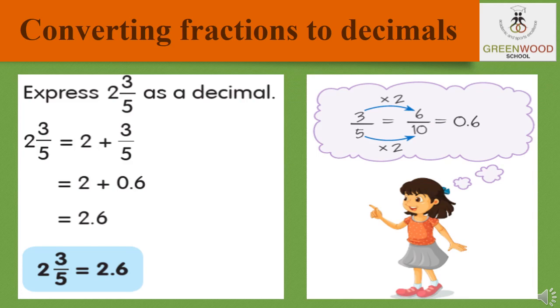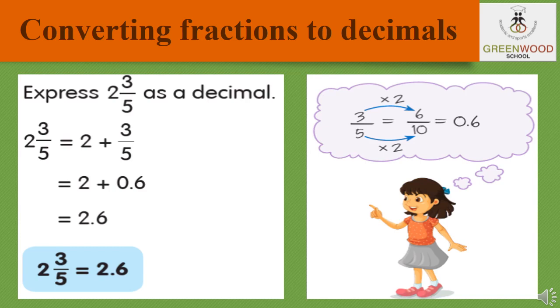Now let's take an example of mixed fraction. Express 2 integer 3 by 5 as a decimal. Now 2 integer 3 by 5 can also be written as 2 plus 3 by 5. Now first 3 by 5 will convert to an equivalent fraction where the denominator becomes 10 or 100, because it is easier to convert a fraction to a decimal if we can find an equivalent fraction with a denominator of 10 or 100.